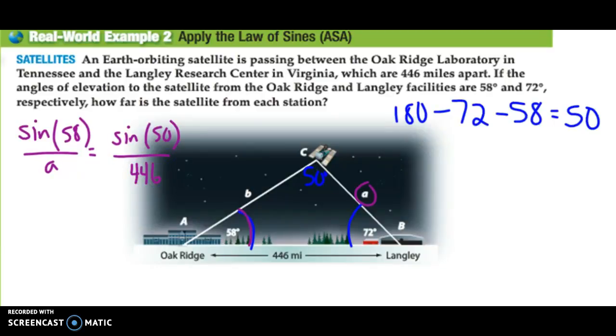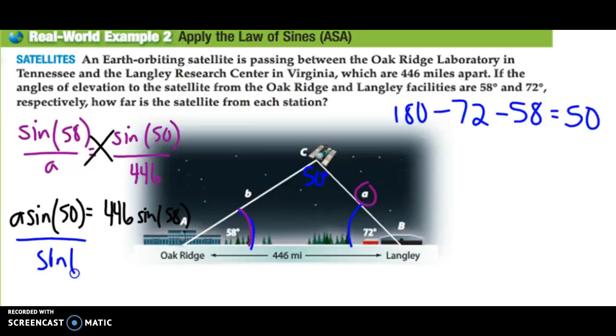Okay, solve it, cross multiply. So I'd get A sine of 50 is equal to 446 sine of 58. Divide both sides by sine of 50.